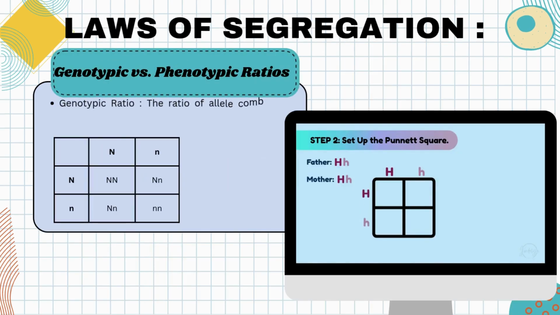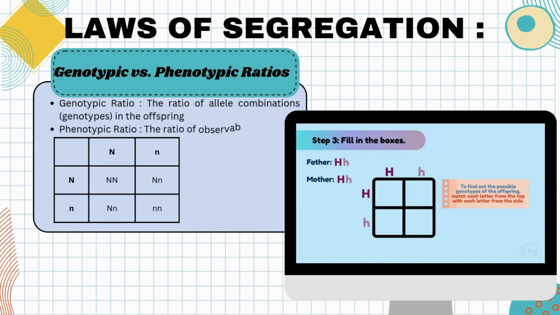Now that we have covered the monohybrid cross, let's discuss how we quantify the result of this cross by differentiating between genotype and phenotype ratios. These ratios are crucial for predicting the genetic makeup and observable traits of offspring. The genotype ratio describes the proportion of different allele combinations, or genotypes, that are present in the offspring. It tells us about their actual genetic blueprint.